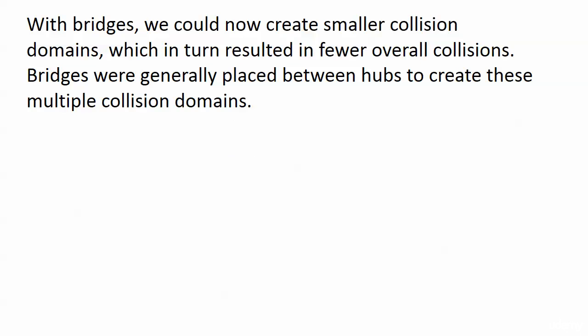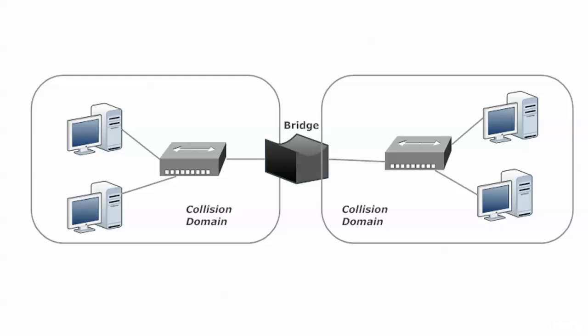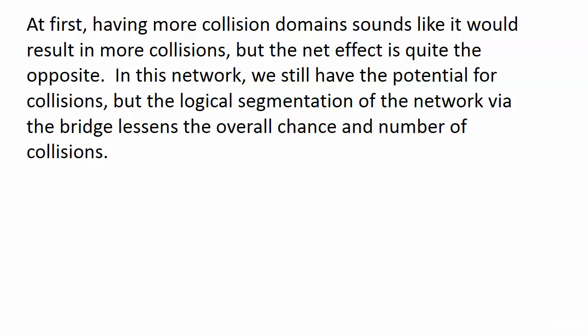Well, we can now create smaller collision domains, which in turn resulted in fewer overall collisions. Bridges were generally placed between hubs to create these multiple collision domains. Bridges didn't replace hubs as much as they were just a nice addition to our network, because we could do something like this, where we have two smaller collision domains now, and data sent by the hosts on the left cannot collide with data sent by hosts on the right, where when we had one big collision domain, anybody's data could collide with anybody.